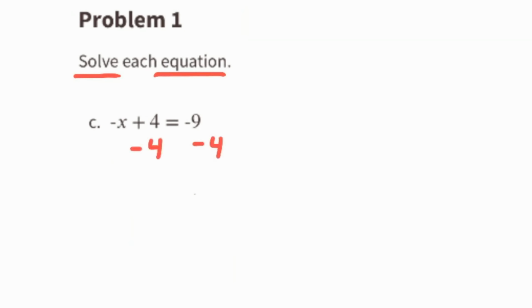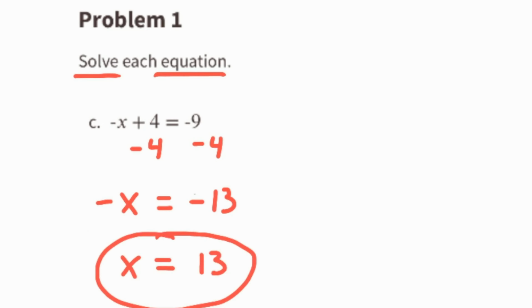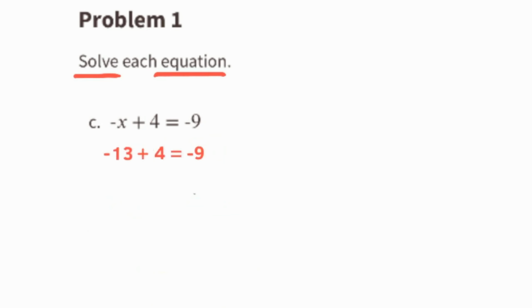Subtract 4 from both sides, and now you have negative x equals negative 13. Well, negative x also means the opposite of x. So if the opposite of x is negative 13, then positive x equals positive 13. We can check our work by substituting a 13 with the x. Since negative 13 plus 4 equals negative 9, we can be sure that x equals 13.